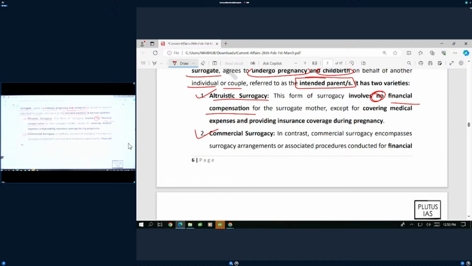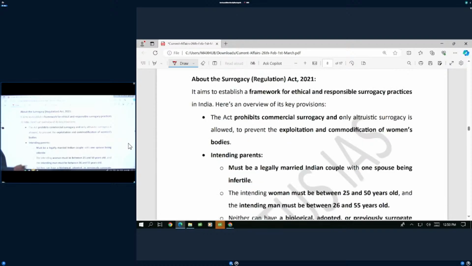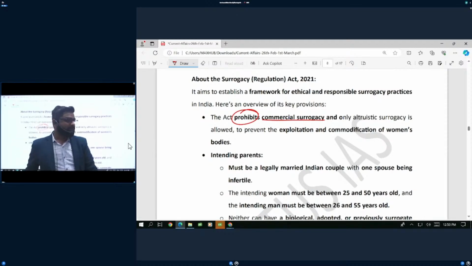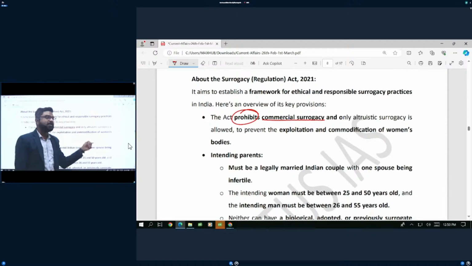अब this bill, the so-called law known as Surrogacy Regulation Act, it bans commercial surrogacy. Under this law, commercial surrogacy cannot happen. Only altruistic surrogacy can happen. Means somebody can become the surrogate only for helping you to have a kid, not for any other purposes.